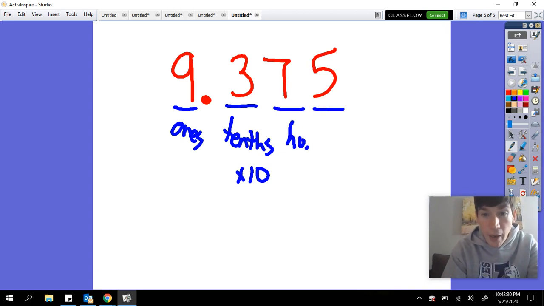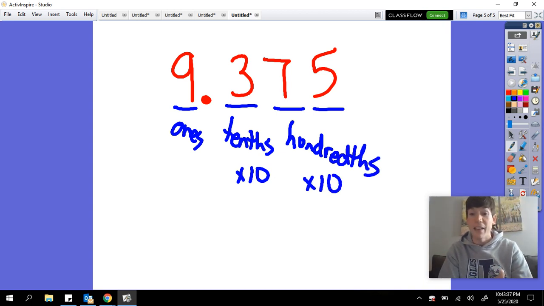Same goes with our hundredths, which is here. If we took our hundredths place and multiplied by 10, that would give us a tenth. Every place value, and the same thing happens with the thousandths to the hundredths. Every place value is 10 times bigger than the place value before it.